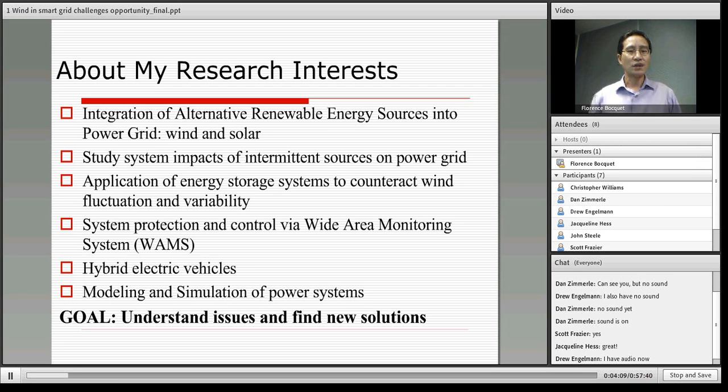Nowadays, DOE has spent a lot of energy to deploy PMUs, phasor measurement units, so that we have a wider view and also control of power systems on a larger scale. Also earlier on, I had some interest in hybrid electric vehicles. For a few years, I did some research on hybrid electric vehicles, and now, because of the smart grid, my prior research in hybrid vehicles can also be used for studying the smart grid. I will talk about this a little bit. And so my overall goal is to understand issues and find new solutions related to renewable energy and smart grid.